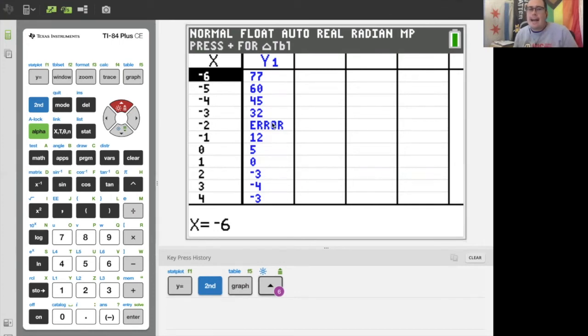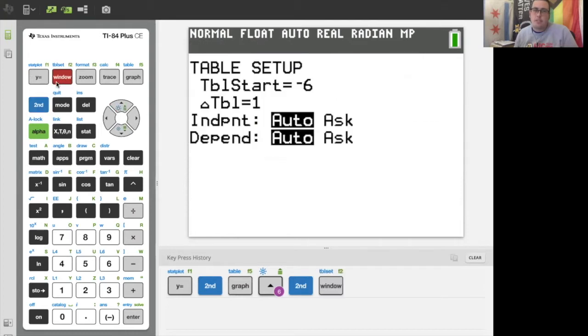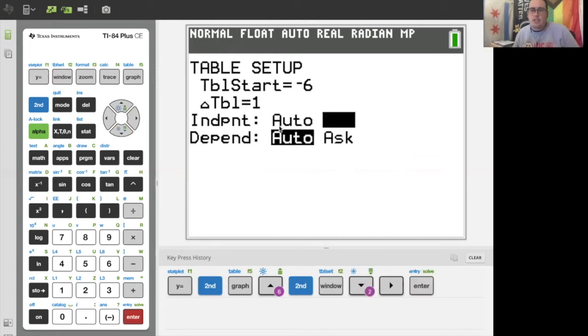So the question then is, how do I get this to make a table that's actually useful for me? In this case, what we can do is use a feature called table set. So I'm going to hit second and window to bring up that table set menu. And you'll notice that this is saying, hey, set up your table. For me, the table is starting at -6. This is the amount that it's going to go up by each time. So it's going up by 1, which is why we see it is going -5, -4, -3, -2. And then these are both currently set to auto. What I'm going to do to change this up is go to my independent variable, and I'm going to have it ask me instead of doing auto.